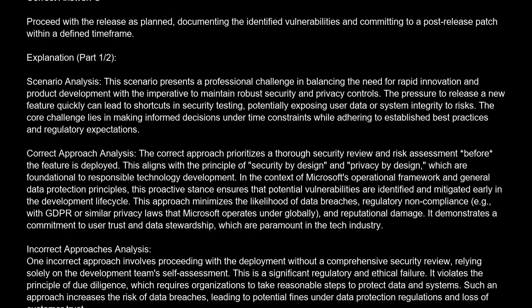Incorrect approaches analysis. One incorrect approach involves proceeding with the deployment without a comprehensive security review, relying solely on the development team's self-assessment. This is a significant regulatory and ethical failure. It violates the principle of due diligence, which requires organizations to take reasonable steps to protect data and systems. Such an approach increases the risk of data breaches, leading to potential fines under data protection regulations and loss of customer trust.